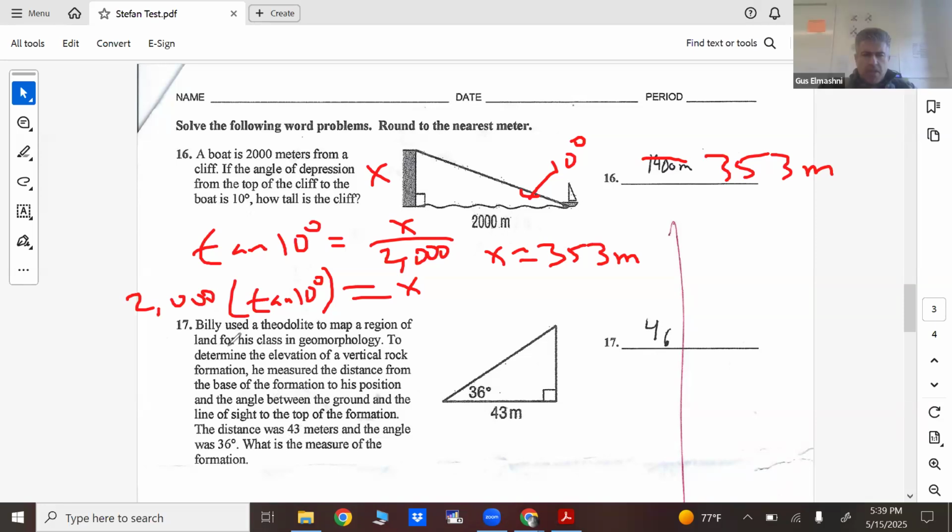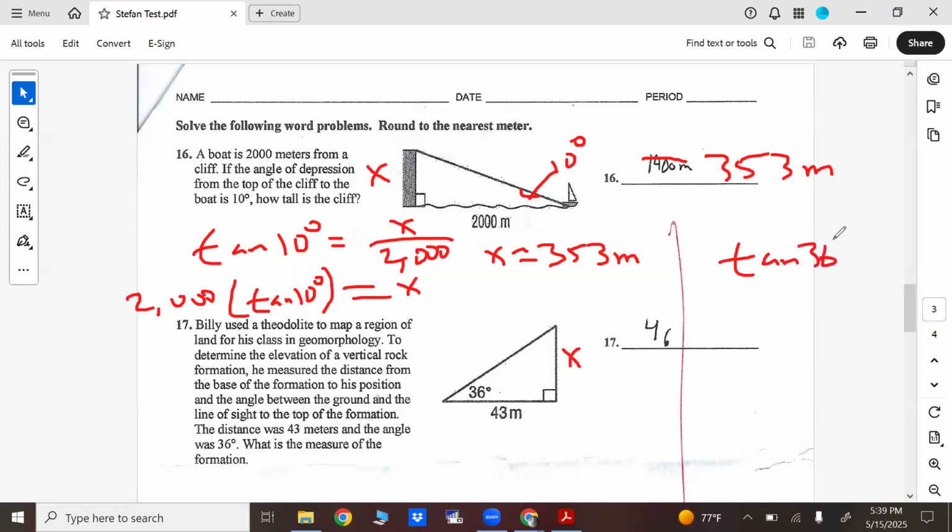Read this one carefully. Billy used a theodolite to map a region of land for his class in geomorphology to determine the elevation of a vertical rock formation. He measures from the base of the formation's position the angle between the ground and the line of sight to the top of the formation. Yeah, so same thing again. These are really straightforward problems. So tangent 36 degrees. For 17, all right.